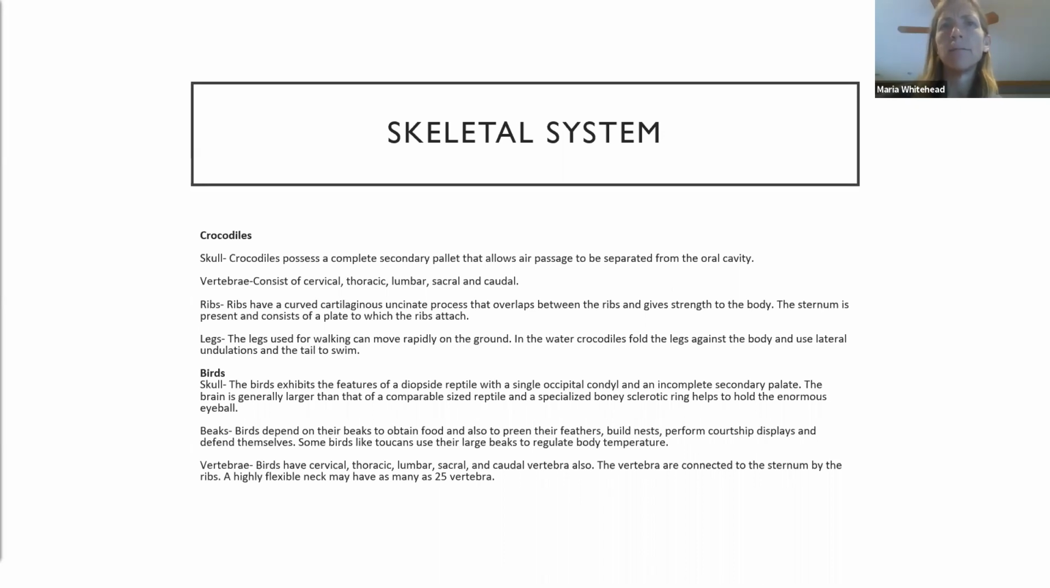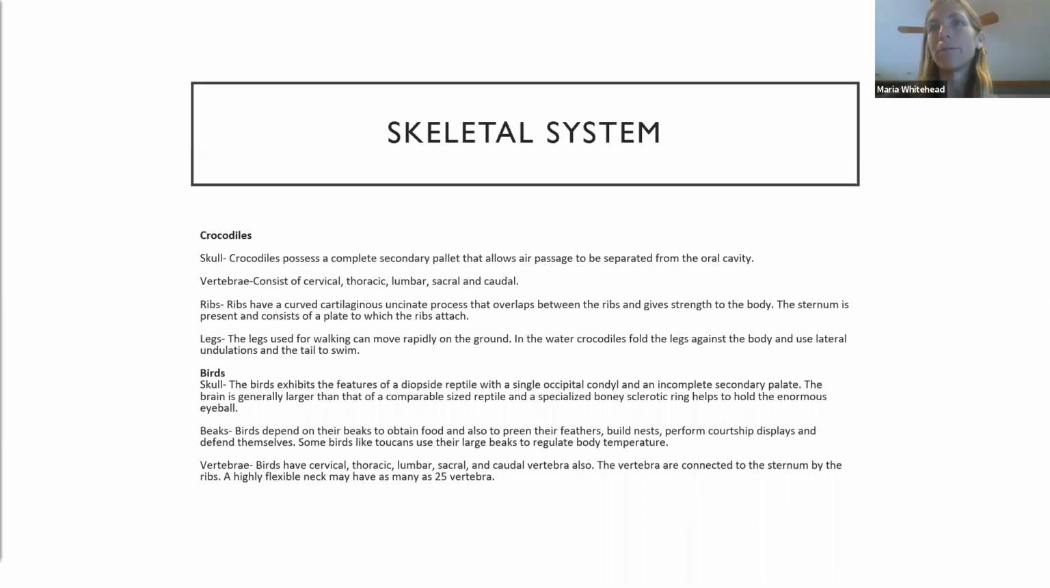Birds' beaks. Birds depend on their beaks for many things. Beaks are a hollow, toothless sheath that are important for everything from preening their feathers to building their nest, for courtship displays, defending themselves. And the beak of a bird tells us a lot about its ecological role.